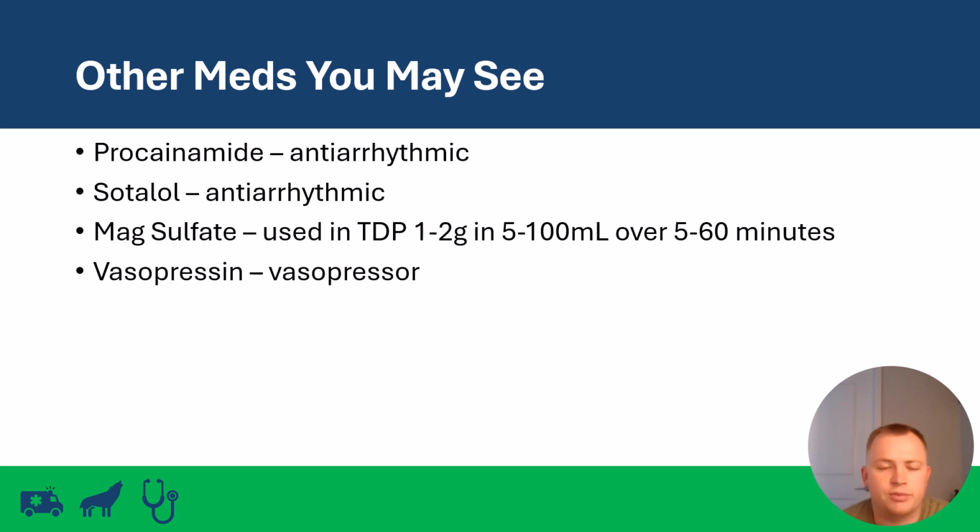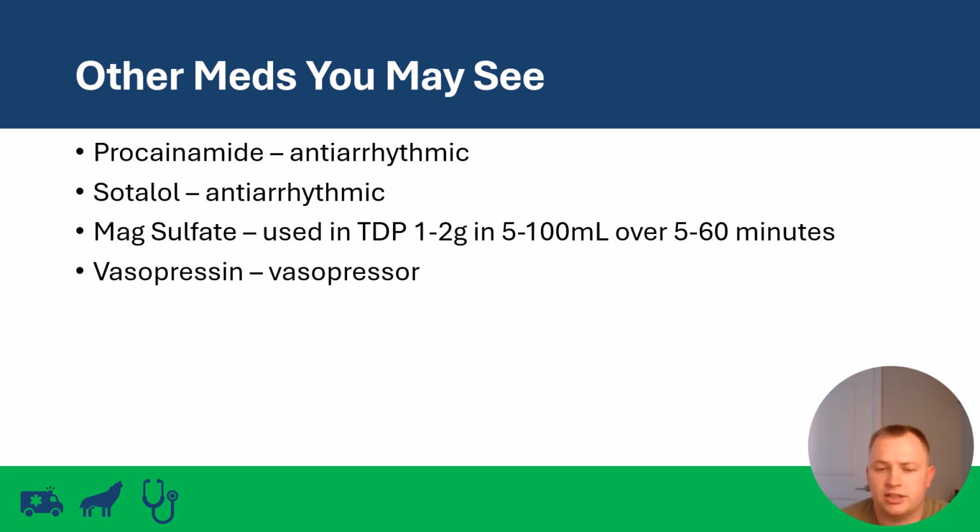Here are a few other meds you may see while going through ACLS. This isn't a conclusive list, but these are some common ones. Procainamide is an antiarrhythmic. Sotalol is an antiarrhythmic. Mag sulfate is commonly used to treat torsades de pointes, or that polymorphic VTAC. The usual dose is 1 to 2 grams in a 100 bag over 5 to 60 minutes. Those are just general ACLS recommendations.